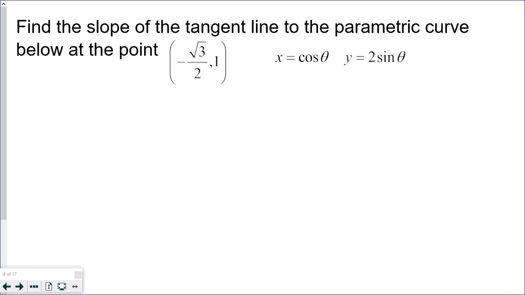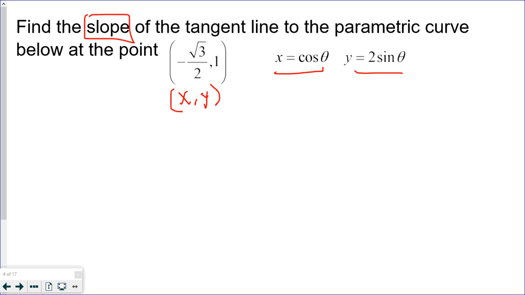Second problem here says, find the slope of the tangent line to the parametric curve below at the point negative square root of 3 over 2, comma 1. And you're given an x and y parametric equation, right? We're given a position for x and a position for y. My parameter is theta. So it says find the slope of the tangent line, so all I'm worried about is finding the slope at this specific point. This specific point right here is x comma y, right?